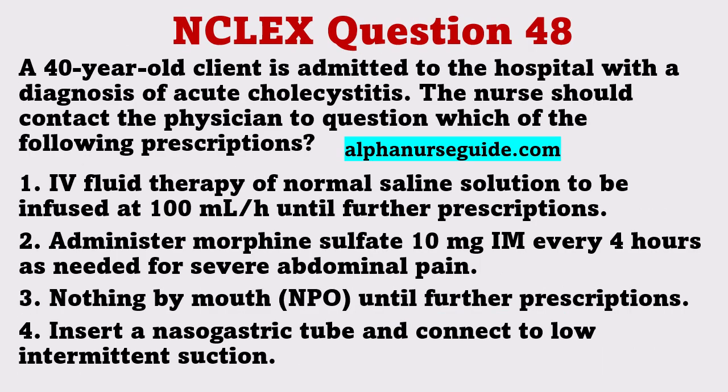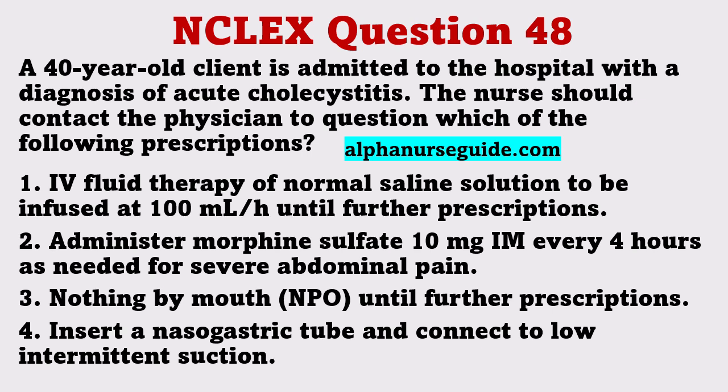A 40-year-old client is admitted to the hospital with a diagnosis of acute cholecystitis. The nurse should contact the physician to question which of the following prescriptions? 1. IV fluid therapy of normal saline solution to be infused at 100 ml per hour until further prescriptions. 2. Administer morphine sulfate 10 mg IM every 4 hours as needed for severe abdominal pain. 3. Nothing by mouth until further prescriptions. 4. Insert a nasogastric tube and connect to low intermittent suction.